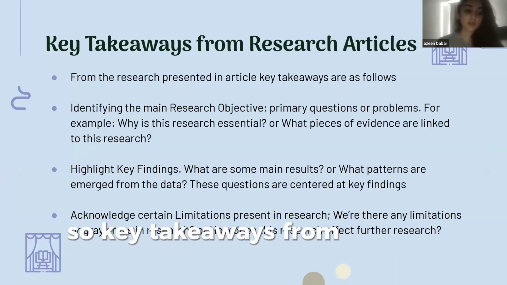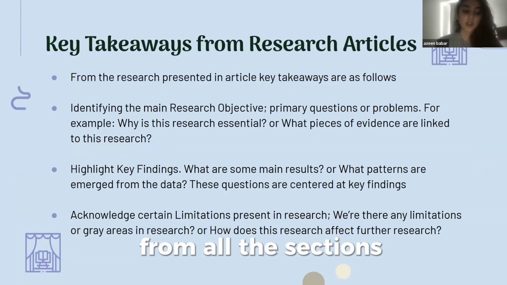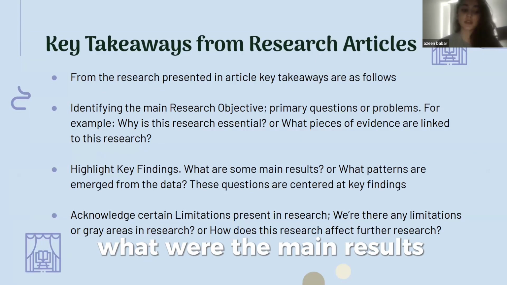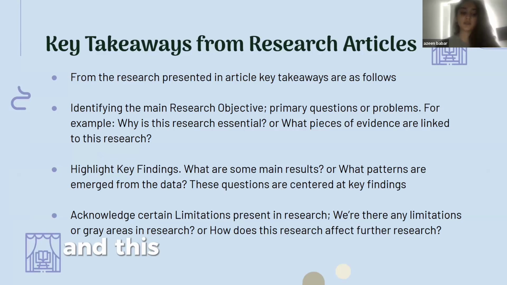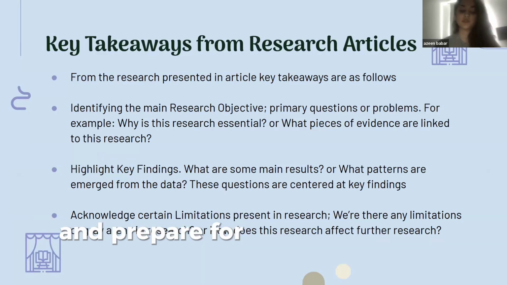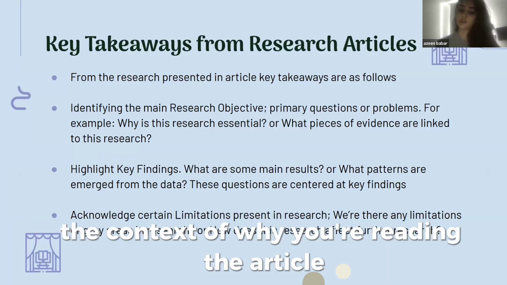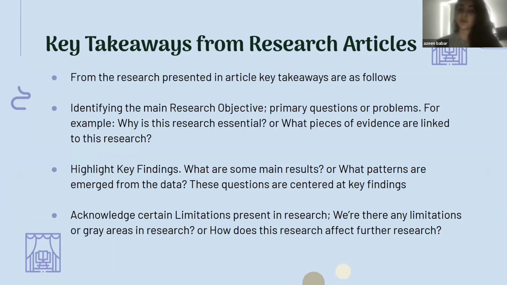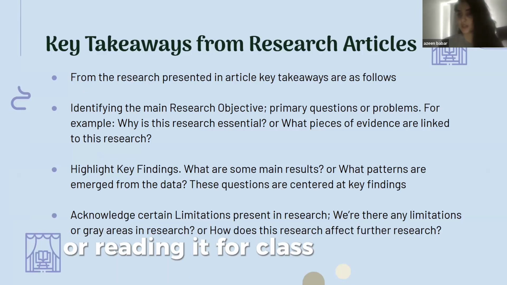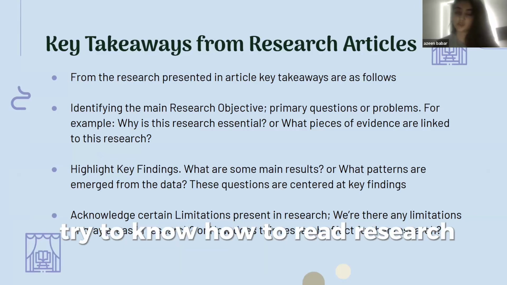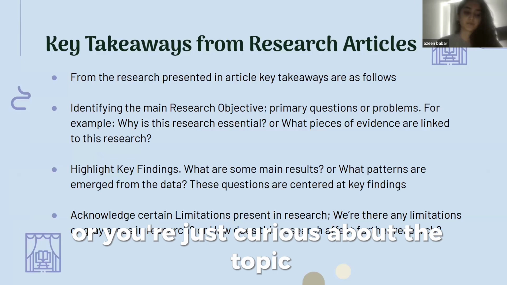So key takeaways from research articles, from all the sections: find out what the primary question is, what the main results were, and whether there were any limitations. This helps you think critically and prepare for future research or discussions. And make sure you're doing all of this in the context of why you're reading the article. If you're reading it for an essay, for your own research, to make a presentation, for a class assignment, or to just try to know how to read research articles, or you're just curious about the topic.